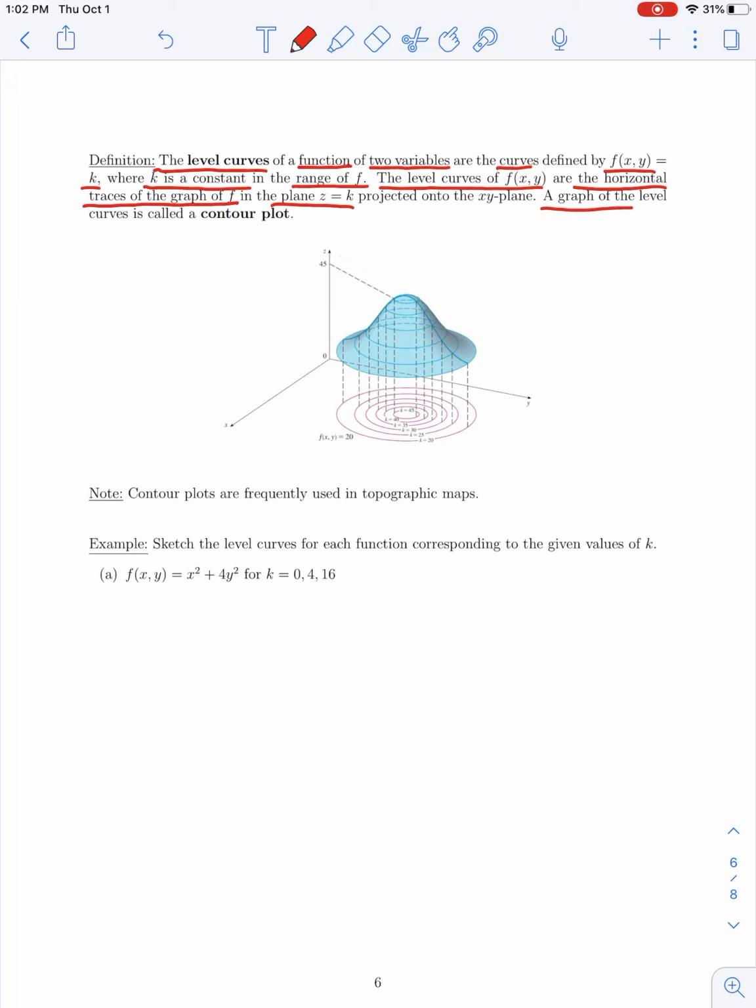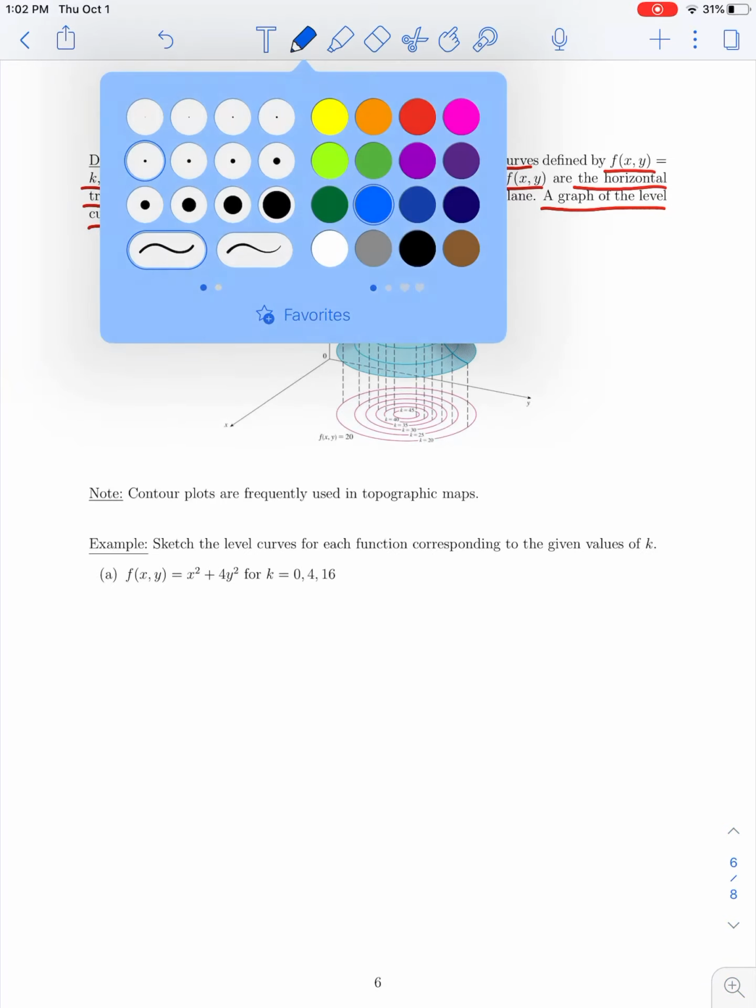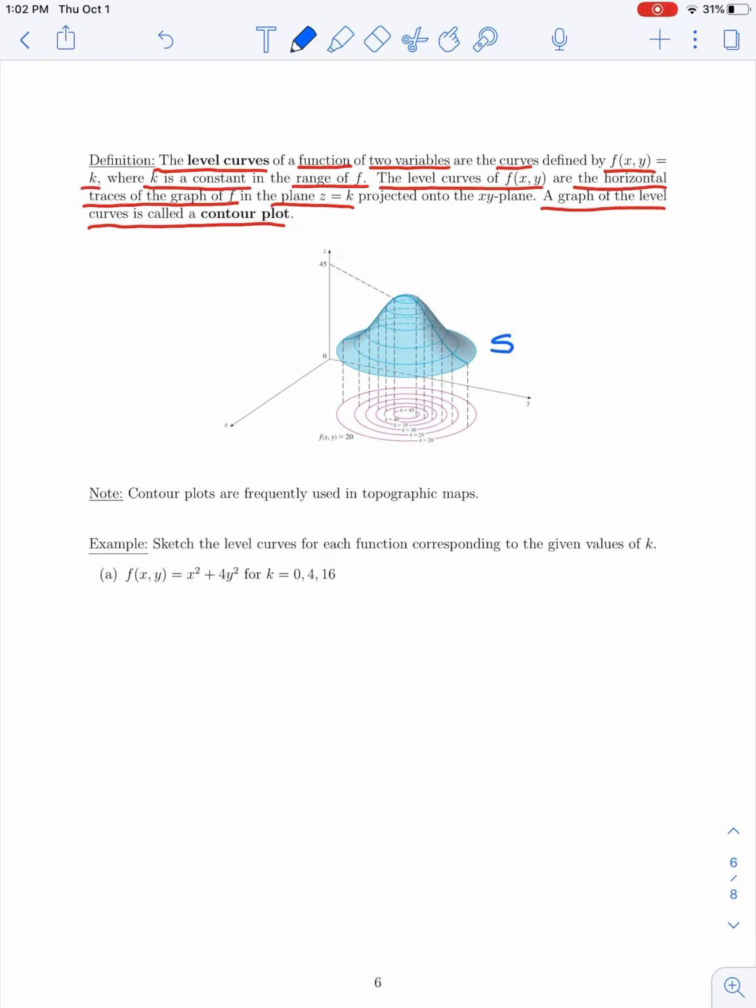Now a graph of all of the level curves is what is called a contour plot. So here we have an illustration of this. Let's say that we have some surface S, which is the graph of a function of two variables, x and y. And by choosing specific values of z, or by considering slicing our surface with horizontal planes at different levels, we're tracing out these level curves.